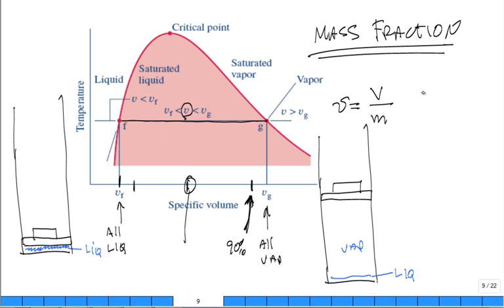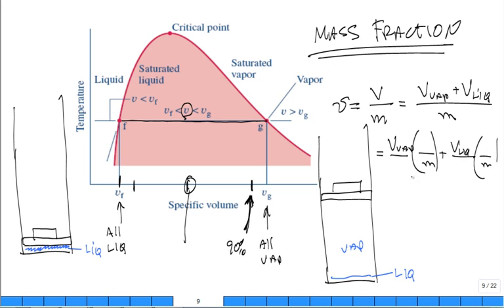But the total volume is the sum of the volume occupied by the vapor and the volume occupied by the liquid, true? And this mass is the total mass. It's the sum of the two masses. It's the mass that's in the liquid state. So the way you could write this specific volume is put it like this. The volume of the vapor divided by the mass, kick that over. And then I'm going to add the volume of the liquid and kick that over divided by the mass. Can you see what I'm setting up?